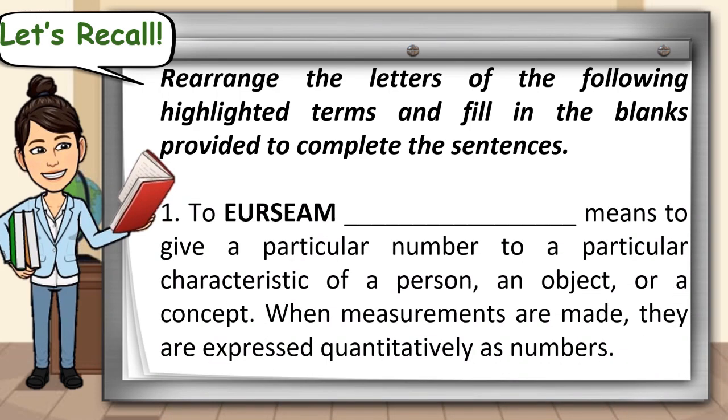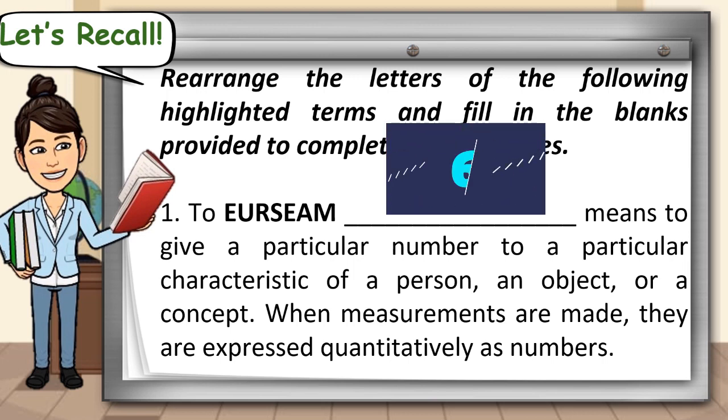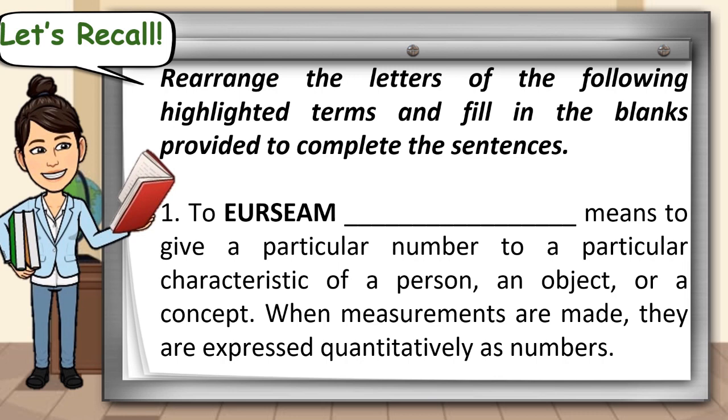Number 1. The blank means to give a particular number to a particular characteristic of a person, an object, or a concept. When measurements are made, they are expressed quantitatively as numbers. You have 10 seconds to answer. Okay, the correct answer is measure.